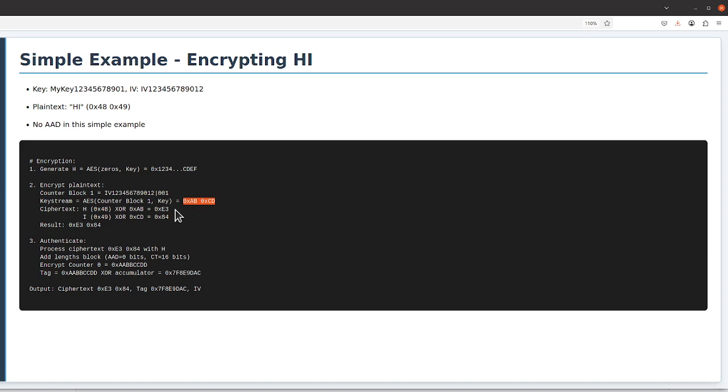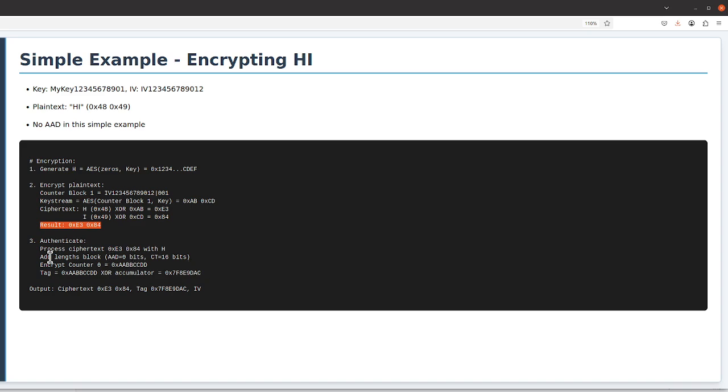We XOR the plaintext H, 0x48, with keystream 0xAB, to get ciphertext 0xE3. We XOR the plaintext I, 0x49, with keystream 0xCD, to get ciphertext 0x84. Our ciphertext is 0xE3 0x84.